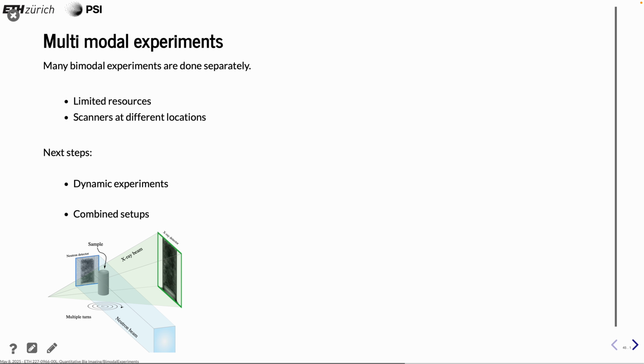In other cases, you could also go towards combined setups, in particular in material science and geoscience, etc. Then you can set up combined setups where you have both modalities, where you can run simultaneously at once. And then you can also do simultaneous dynamic experiments, which is a pretty neat feature if you can set it up.